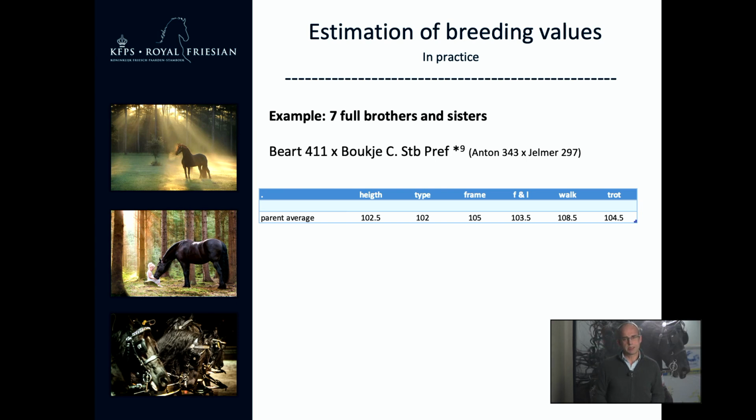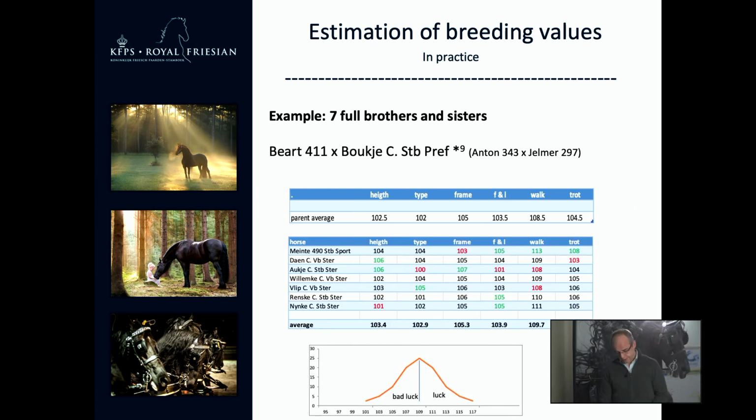And what you see in this sheet is the parent average for our breakdown traits: for height and withers, for racial type, for frame, feet and legs, walk, and trot. So that's the parent average, like I showed in the previous picture with the graph. And these are the results of the 7 offspring.